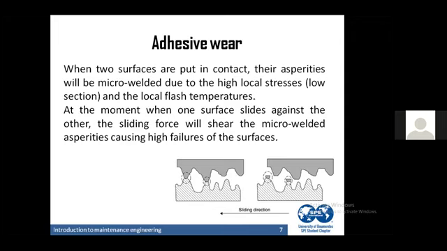This micro-welding happened due to the high local stresses. We know that stress is force over section, but when we have a low section, which is the section of the asperity, some micrometers and nanometers, we will have high local stress and high local flash temperature. Due to the stress and temperatures, we will have welded asperities.